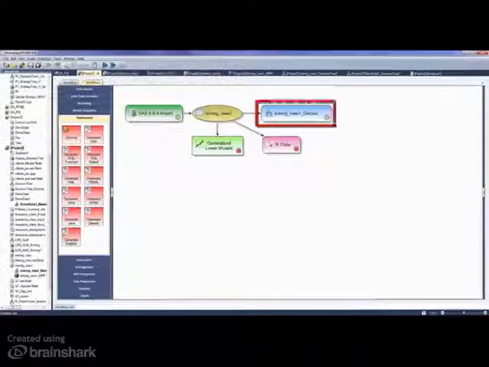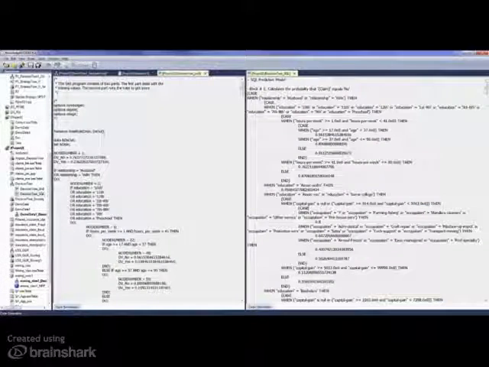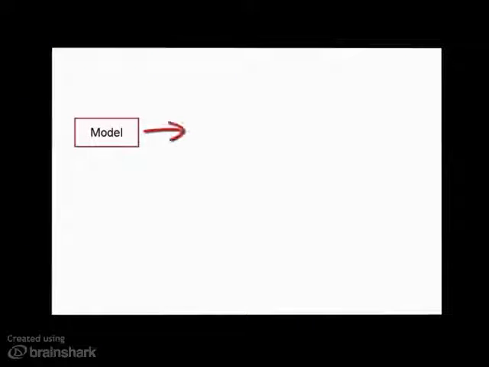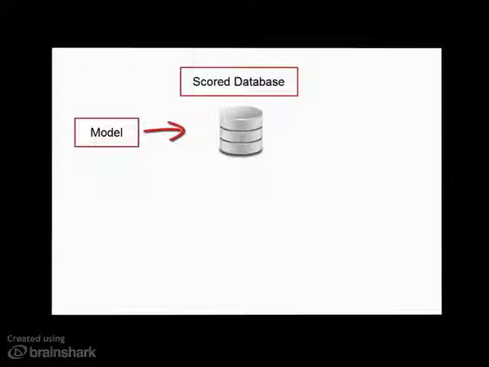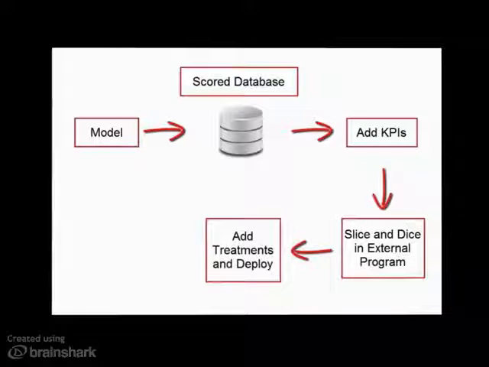The winning model can be converted to an appropriate coding format for deployment using any of the available nodes from the deployment palette. Notice there are code generation options for SAS, SQL, XML, and PMML, among others. Once a database or data is scored, additional measures in the form of KPIs can be added, the results sliced and diced in an additional program, and finally, treatments added.